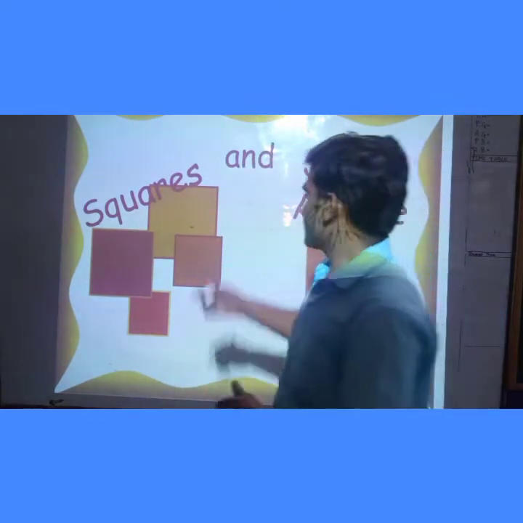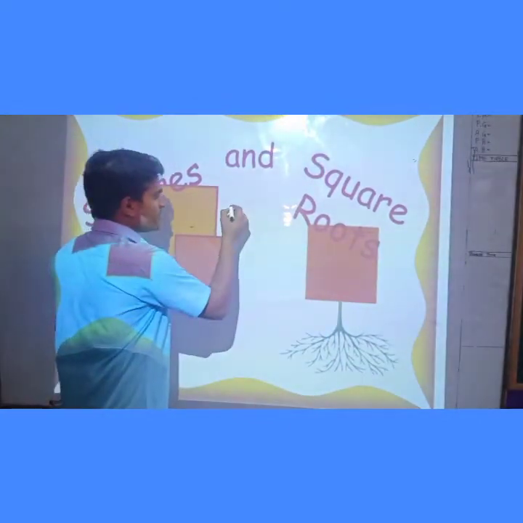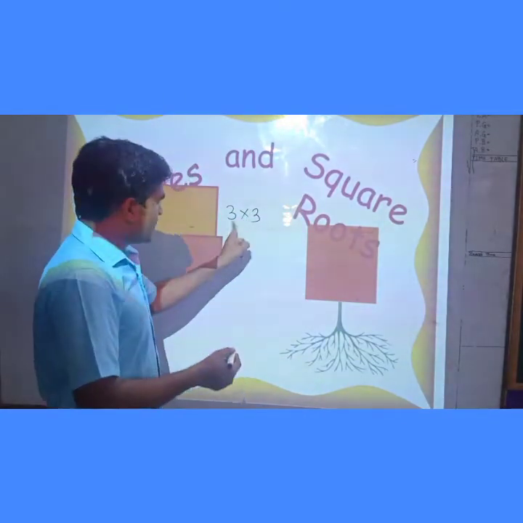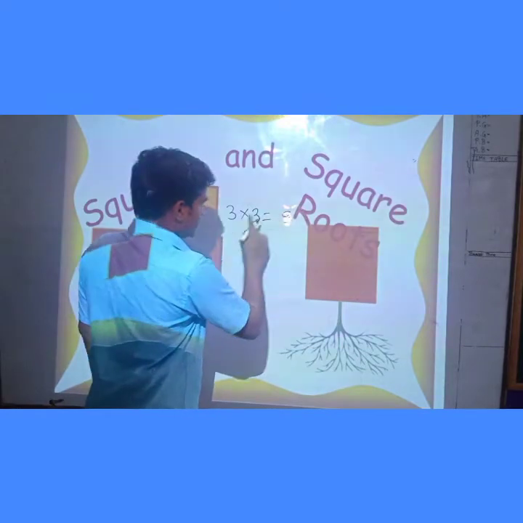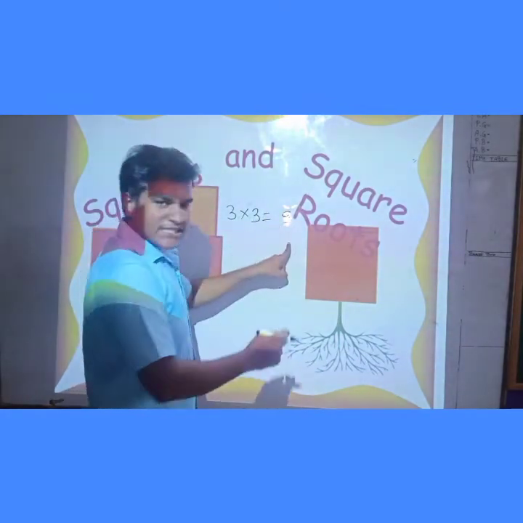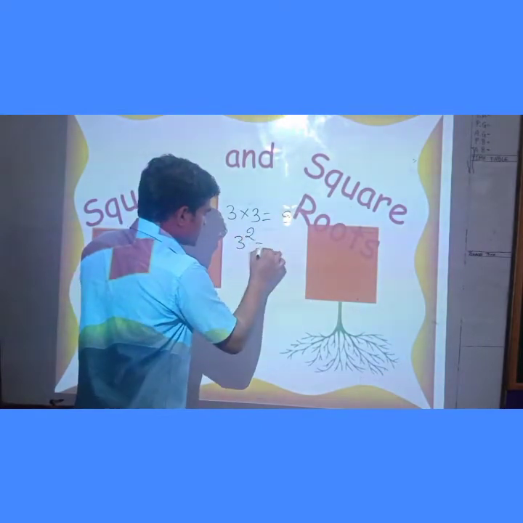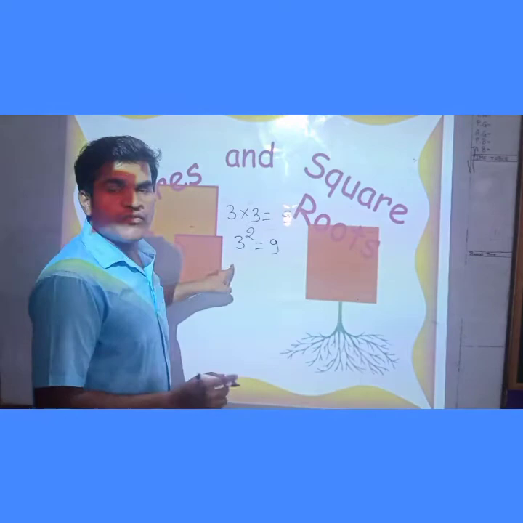For example, students, suppose that we have to find the square of 3. Simple example: 3 multiplied by 3, a number multiplied by itself, gives 9. So the square of 3 is 9. It means 9 is the square of 3.